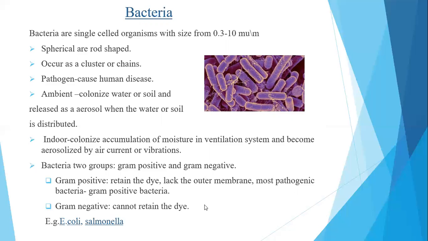Specifically, endotoxin in the outer membrane of gram-negative bacteria is chemically stable and heat resistant. Endotoxins are released when the bacterial cells are lysed and maintain their biological activity even after the bacterial cells are no longer visible. Examples are E. coli and Salmonella.